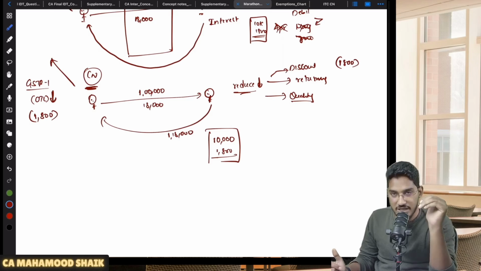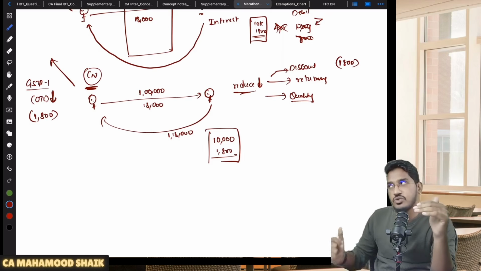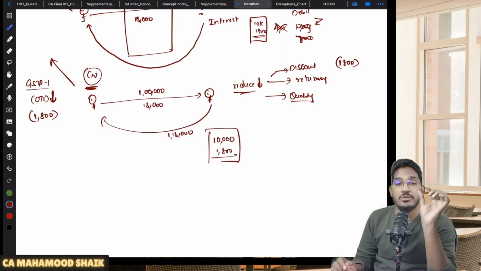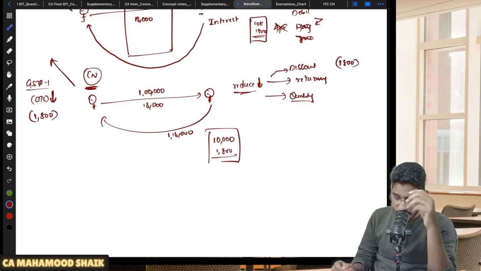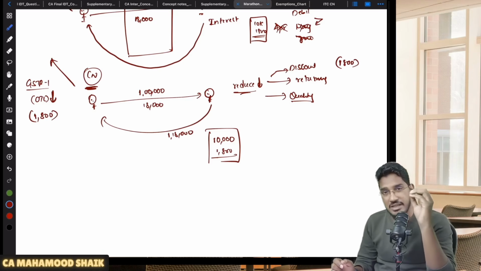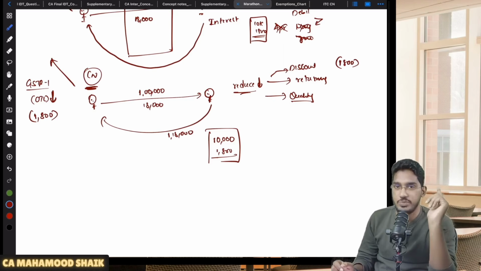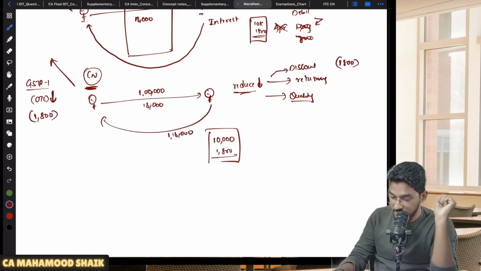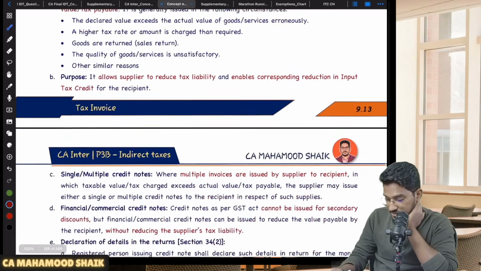If you want to declare your credit note in your GSTR1 and reduce your output tax liability, we will not allow it indefinitely. We have kept one time limit. Within that time limit, if you come and declare the credit note, then only we will reduce your output tax liability. If you do not declare that credit note within the specified time limit, we will not reduce your output tax liability. Sir, what is that time limit? This time limit is very important. Questions might come from here.